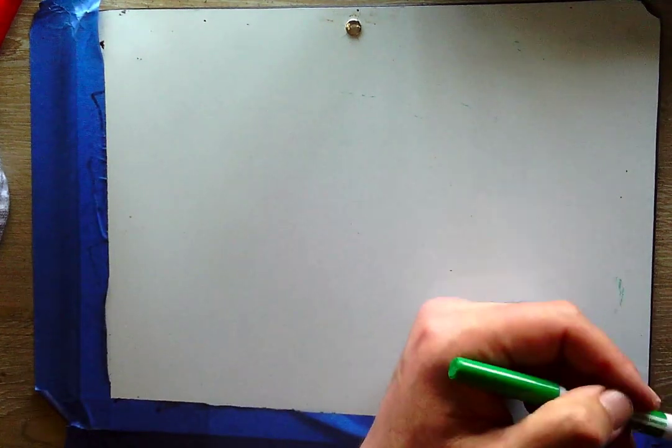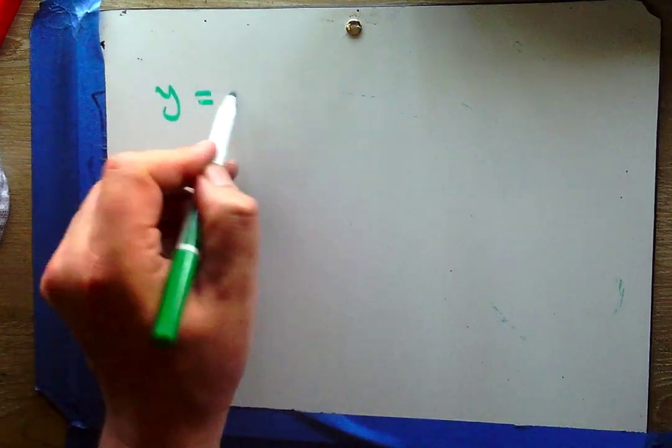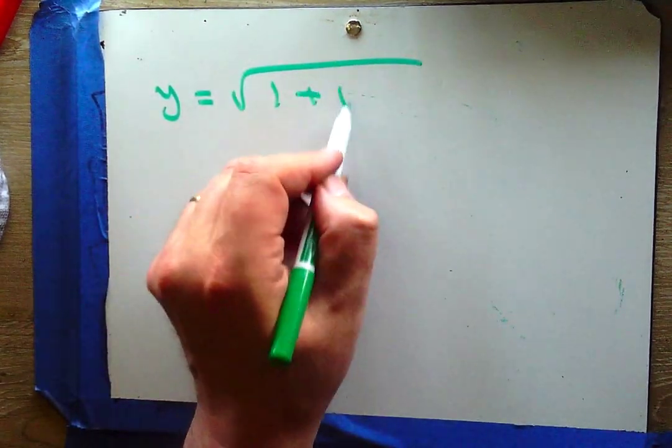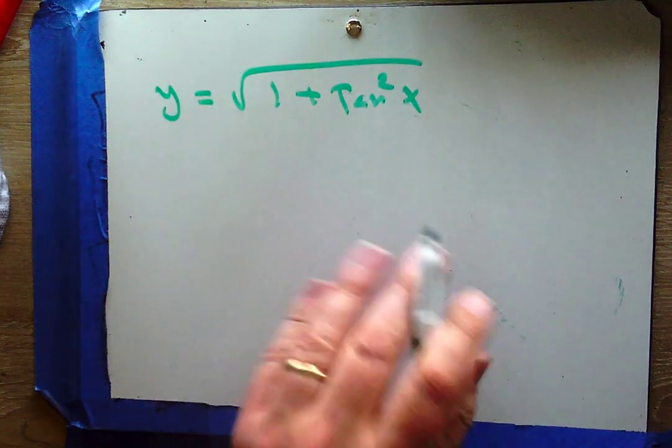Wow, I got a bunch more of them. How much is this one? y equals the square root of 1 plus tangent squared x.